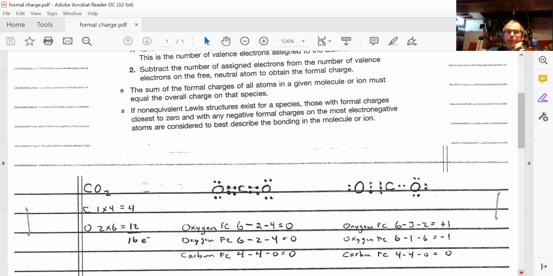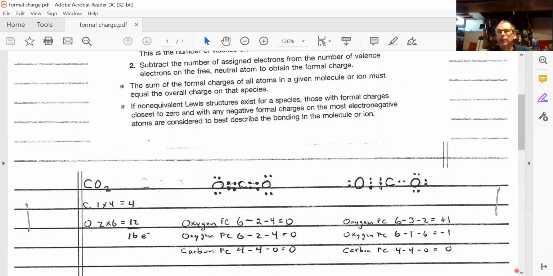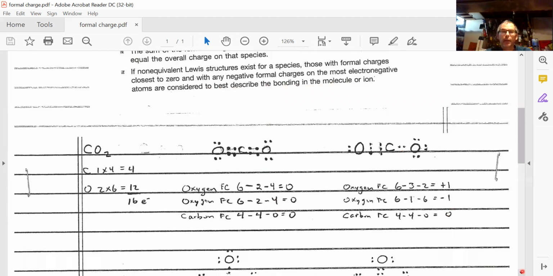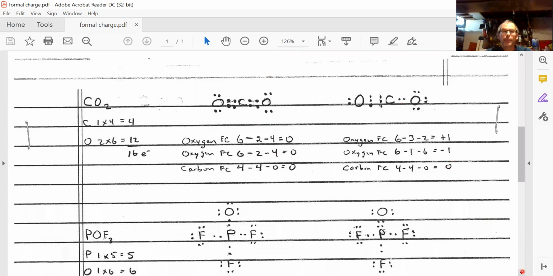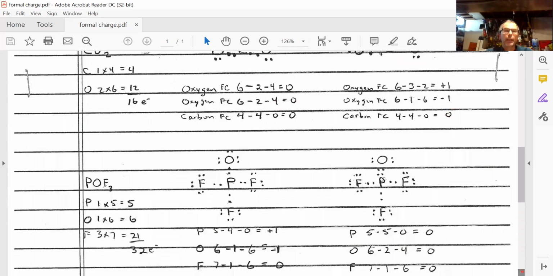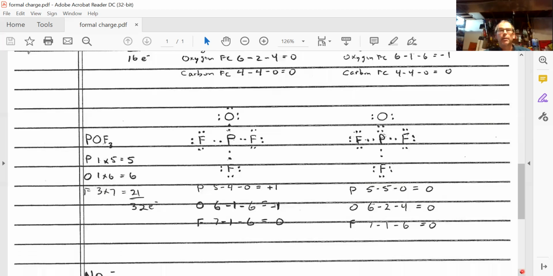Let's look at another example. I'm just going to scroll down here a little bit, and I'm going to look at POF3. I look at this and say, okay, 5 valence electrons for phosphorus, 6 valence electrons for oxygen, 3 times 7 is 21 for fluorine, and I got 32 total electrons.